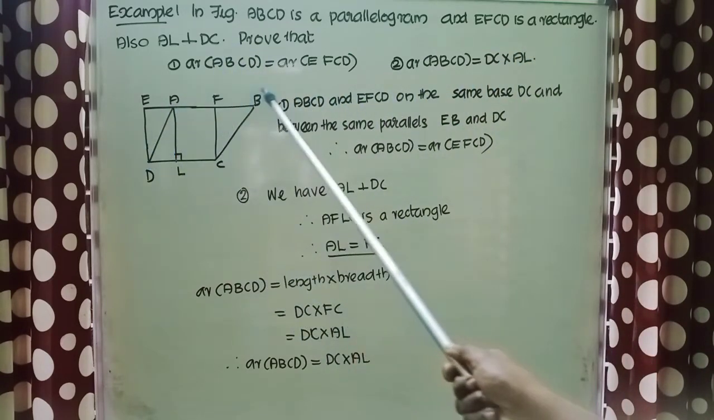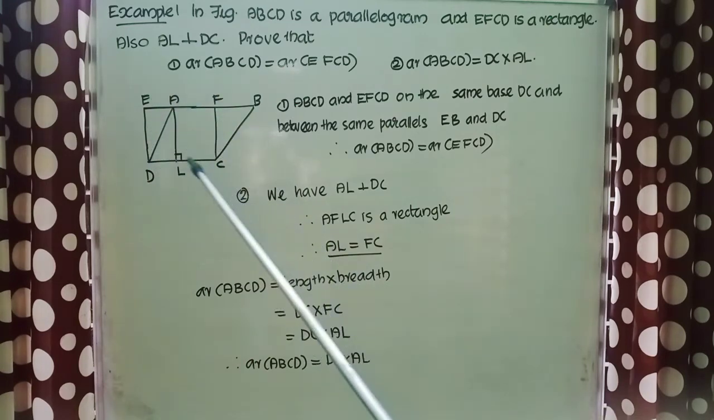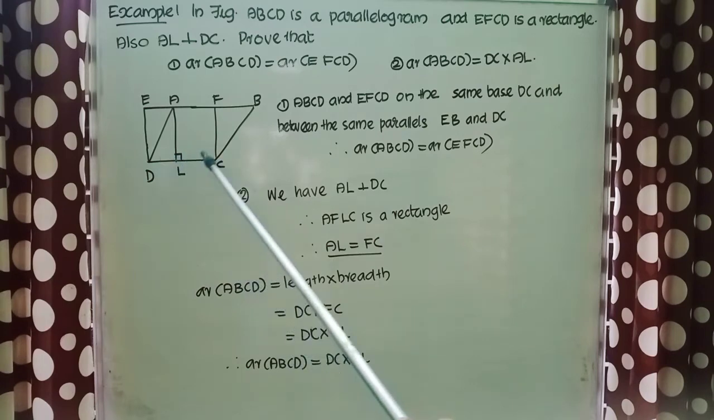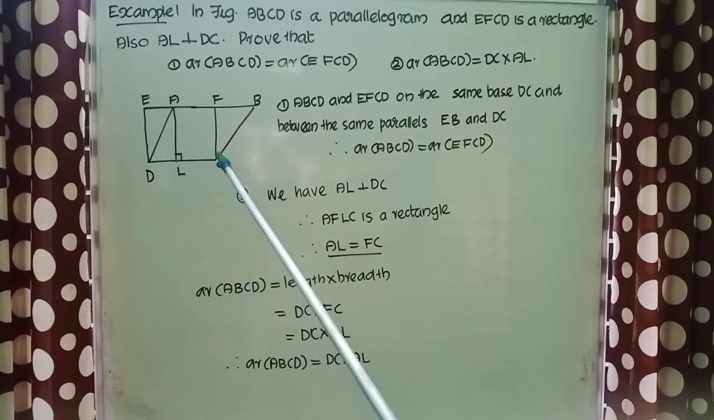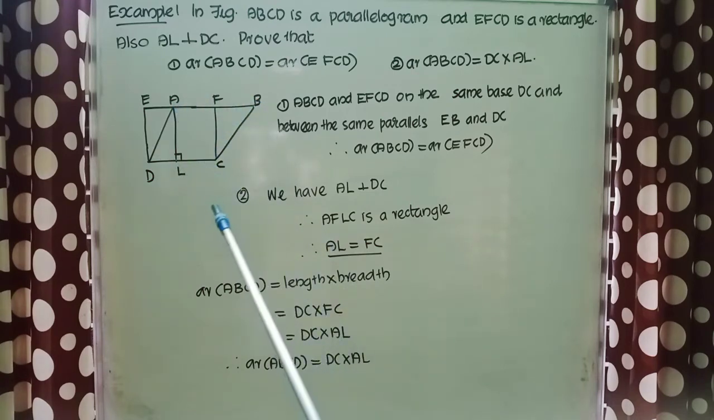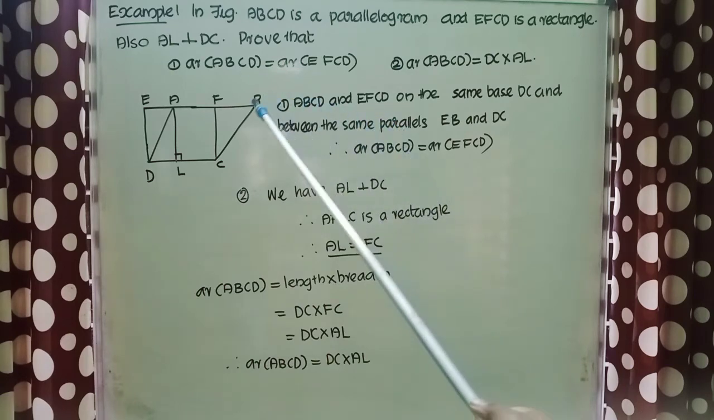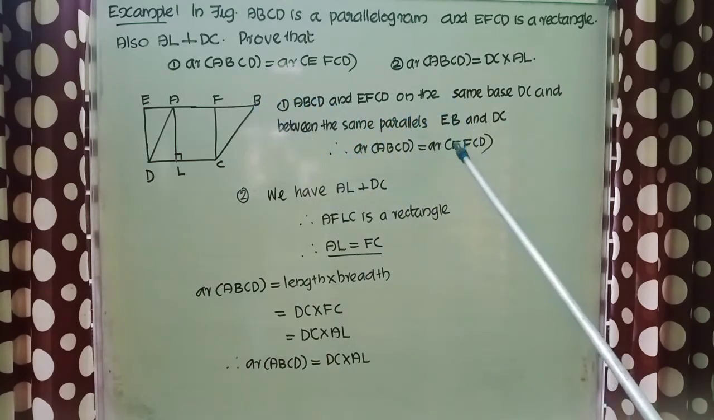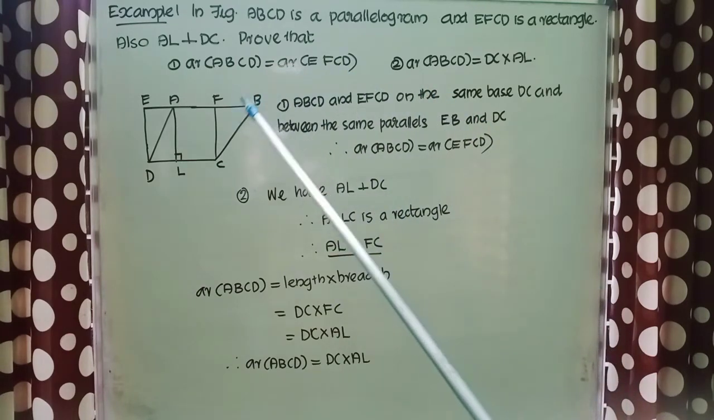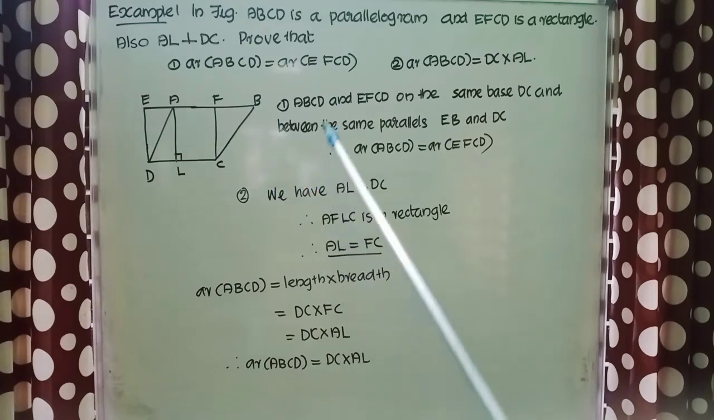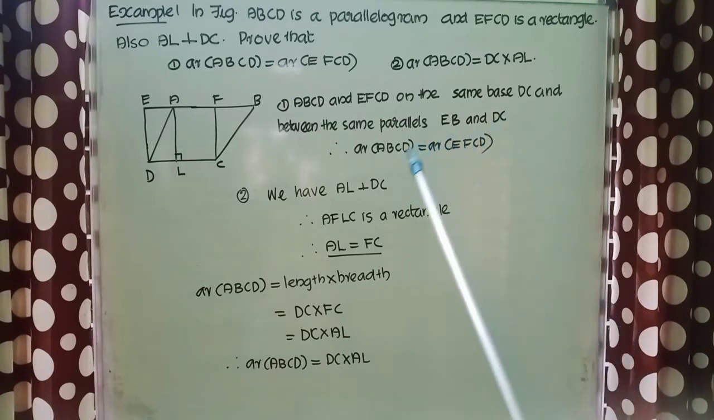Here you can see this ABCD, which is a parallelogram, and this EFCD, which is a rectangle. Both are on the same base DC and between the same parallels EB and DC. Therefore, we can say by the theorem, area of parallelogram ABCD equals area of parallelogram EFCD, because a rectangle is also a parallelogram. So we have proved area of ABCD equals area of EFCD.